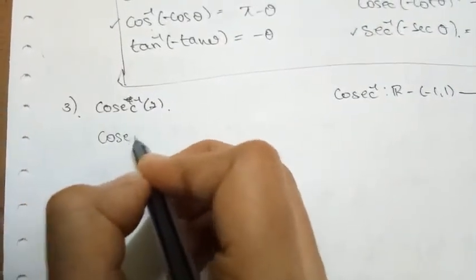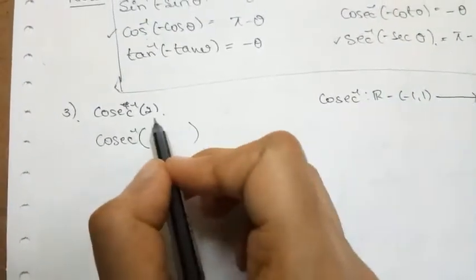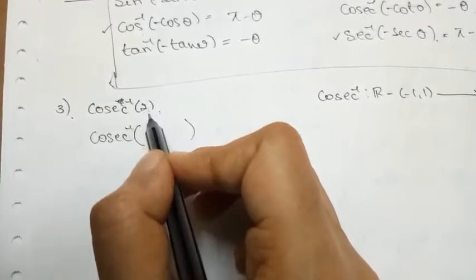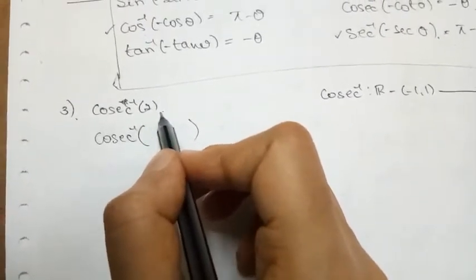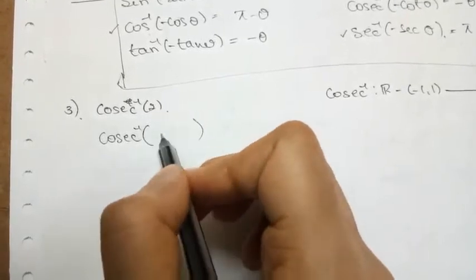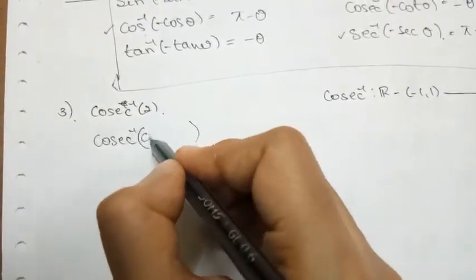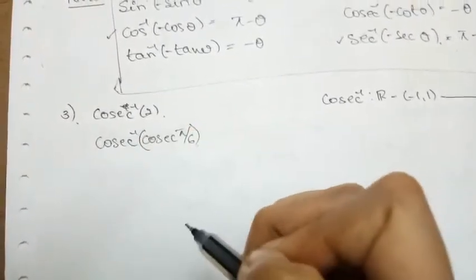For which value of cosecant is the value equal to 2? Clearly, sine pi by 6 is equal to 1 by 2. So cosecant pi by 6 is equal to what? 2. So the cosecant value of pi by 6 will give us the value 2.